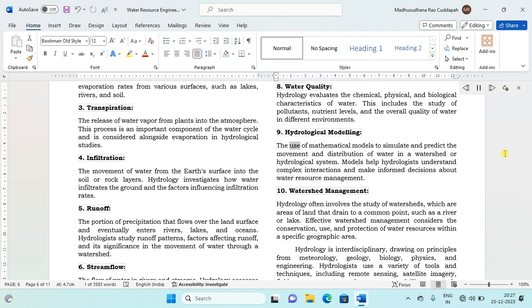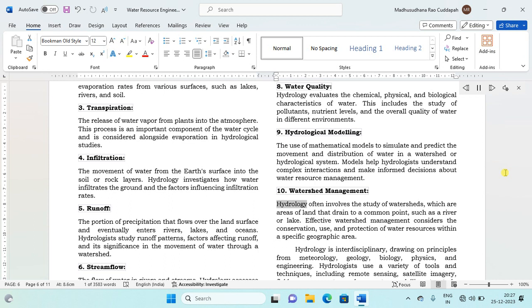9. Hydrological modeling. The use of mathematical models to simulate and predict the movement and distribution of water in a watershed or hydrological system. Models help hydrologists understand complex interactions and make informed decisions about water resource management.